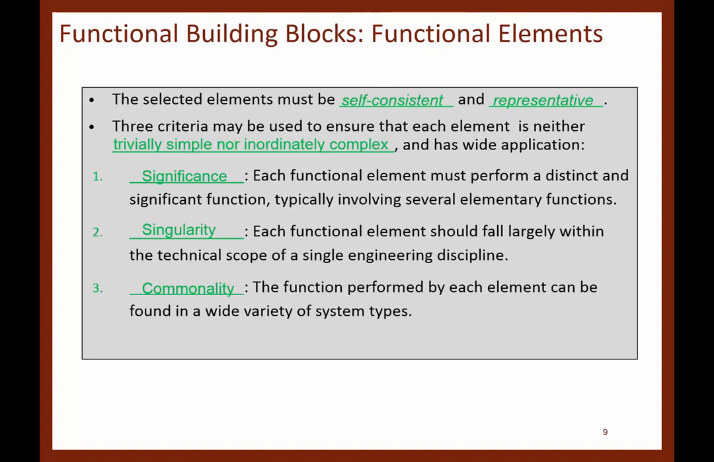Okay, so when we identify these elements, they have to be self-consistent and representative. And we have these criteria to evaluate whether that is the case. One of them is significance, the other one is singularity, and finally, commonality. So the last two are very simple to identify. If you find the element, let's say you're dealing with radio frequencies, you know that mostly falls in the area of electrical engineering, communication systems, and so on. So singularity, commonality, the functions performed by each element can be found in multiple systems. So radio frequency, you can find it in cell phones, networks, wireless networks, and so on.